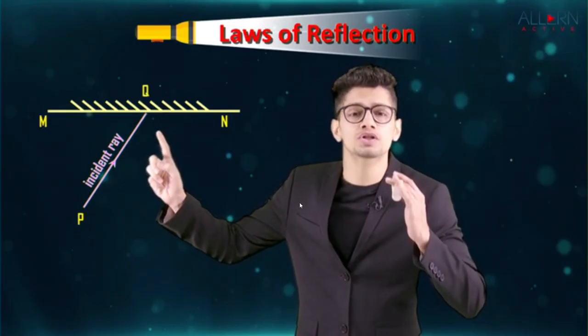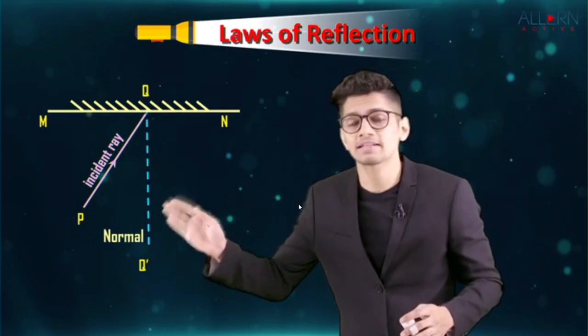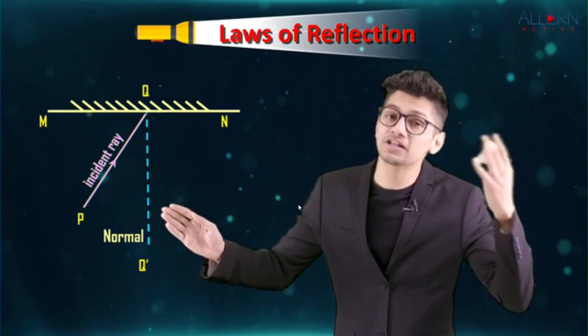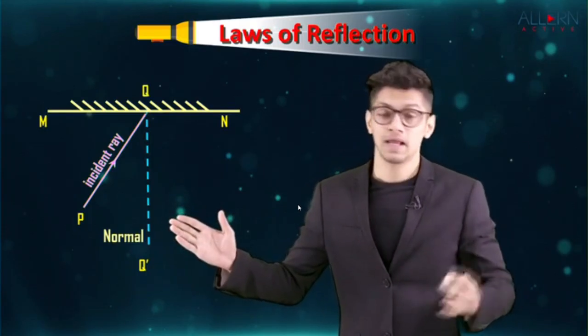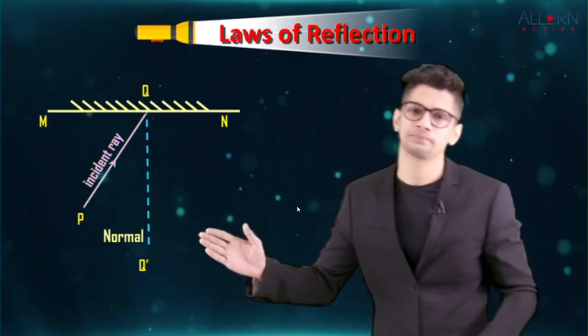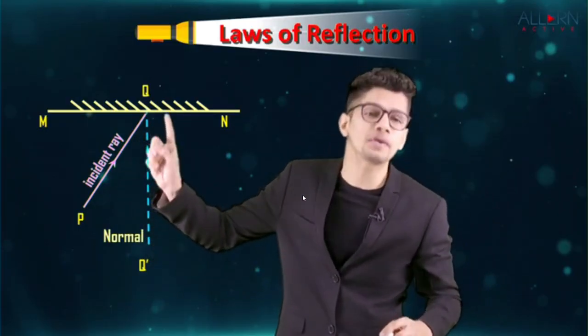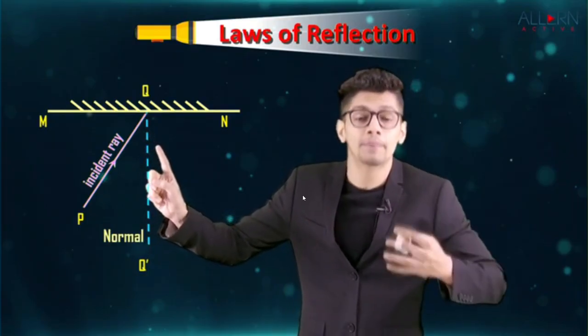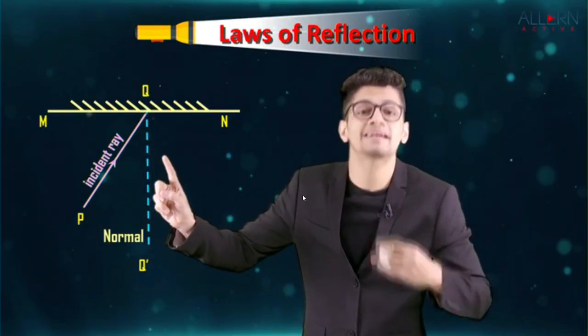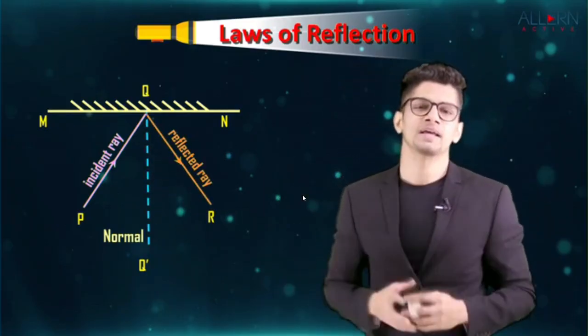You always draw a normal from the point of incidence. What exactly is a normal? A normal is an imaginary perpendicular, not an actual line which is present over there. Now, since this ray of light is getting incident on the mirror, it is obviously going to get bounced back. That means it is going to get reflected. So this ray is called the reflected ray.